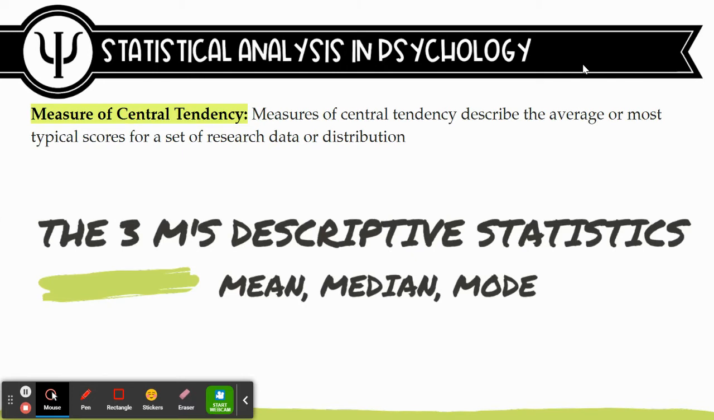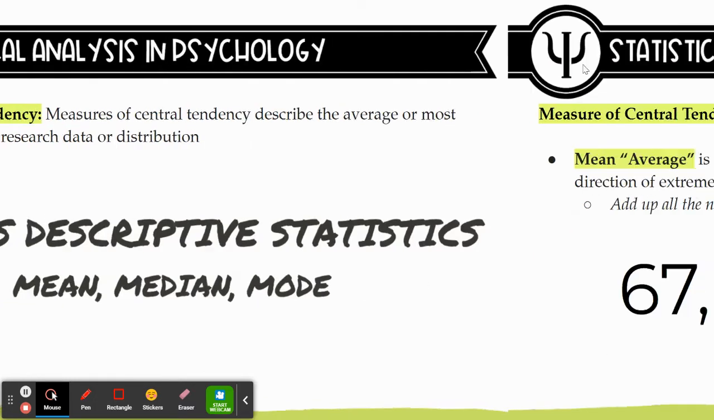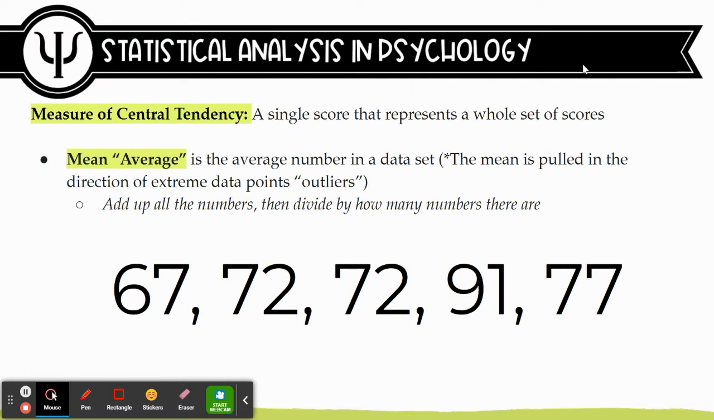This is the one that we are going to practice in class. This is the average: the mean, median, mode. When it comes to mean or average, we want to figure out the average single score that represents this whole set of numbers. So we're going to add up all of these numbers and then divide by how many there are.